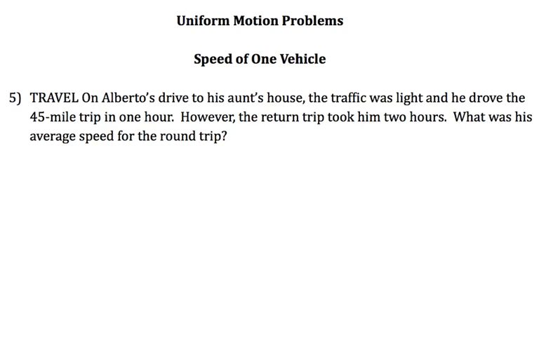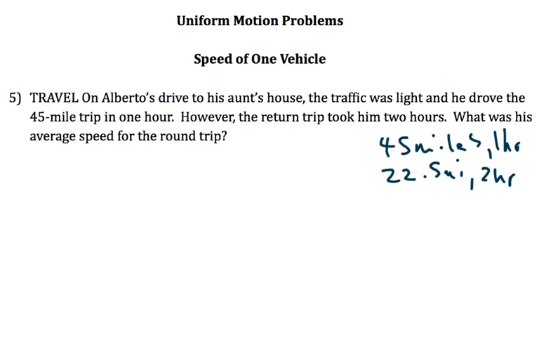So the first trip was 45 miles for 1 hour. Now the second trip took him 2 hours, but it was the same trip, so it's half of that. So he did 22.5 miles per hour for that whole 2-hour trip. So if I'm looking at a weighted average problem, I'm not going to just do 45 plus 22.5 and take half of that. It's not going to work that way.